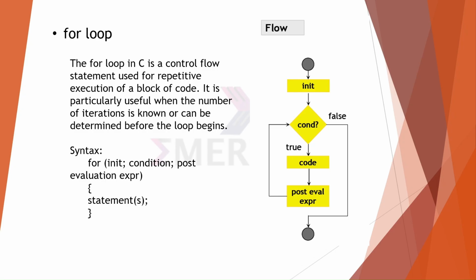It is written as for (int i = 0; i <= 5; i++), and then the statements will run 5 times, 6 times actually, because int i is equal to 0, we initialize it from 0 and go up to 5.